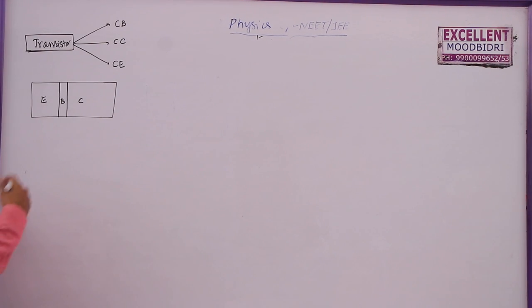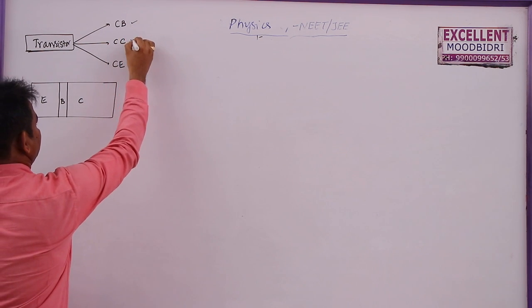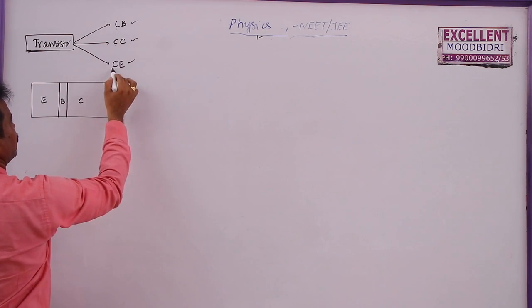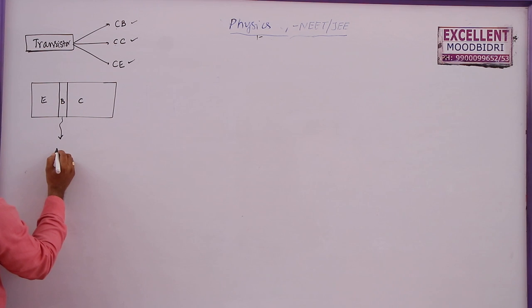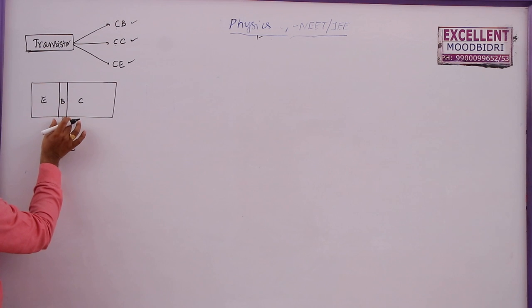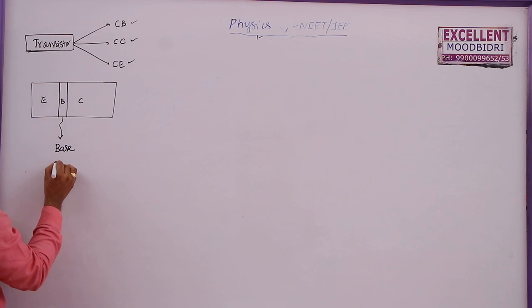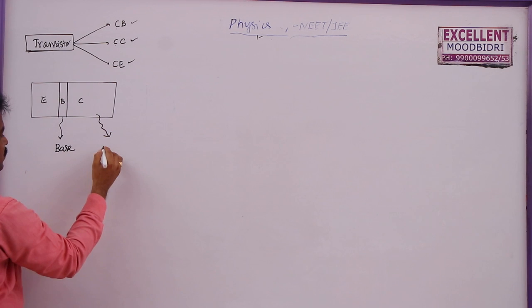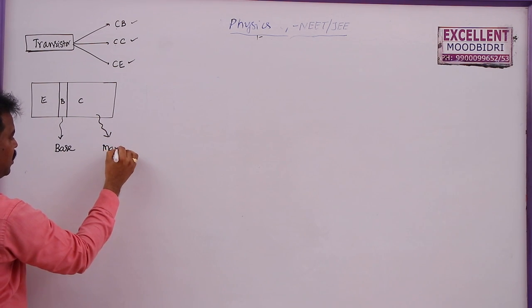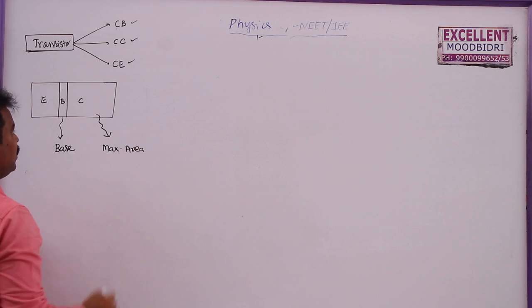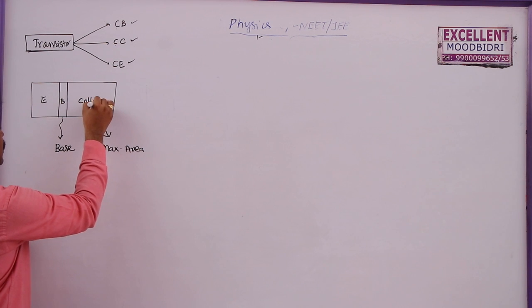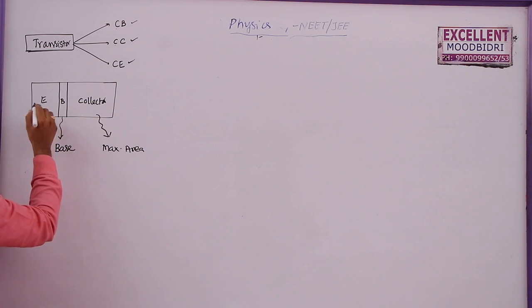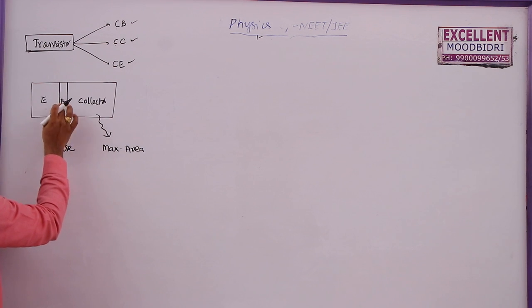Transistor is the transfer of resistor, which can be connected in 3 different modes: common base, common collector, common emitter. A transistor consists of 3 regions. This is the middle of the transistor, we call it the base, and its thickness or area is less, but here you can see the maximum area. The part which has the maximum area in a transistor is called the collector. The intermediate area is called the emitter, and the minimum area is called the base.